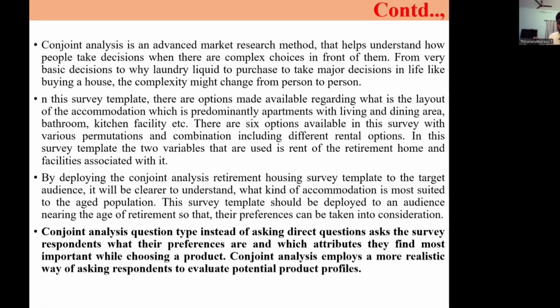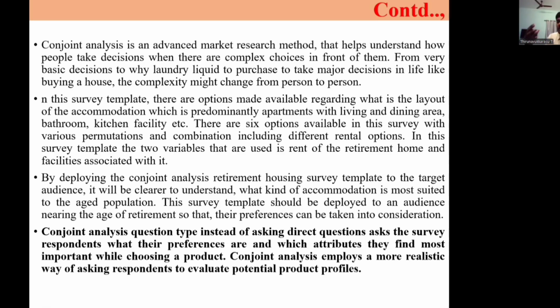So in the template, the two variables that are used are the rent of the retirement home and the facilities associated with it. By deploying the conjoint analysis of the retirement housing survey template to the target audience, it will be clear to understand what kind of accommodation is most suited to the aged population. They may think like that. The aged people, the retirement people, those who are willing to take retirement planning, think about the different options. So we have to present the different options. They may decide the suitable decisions.